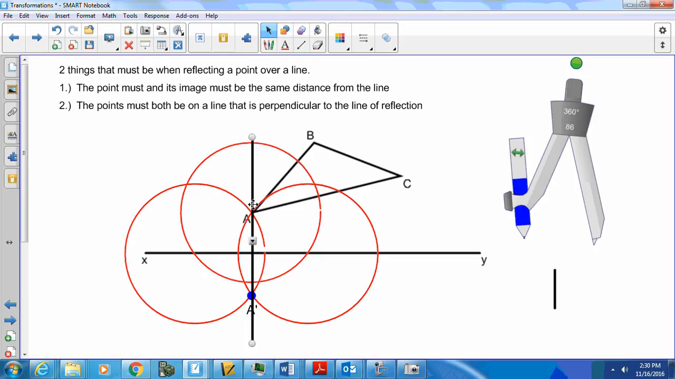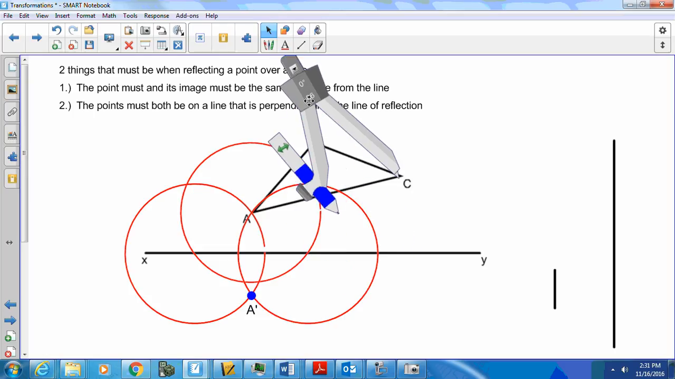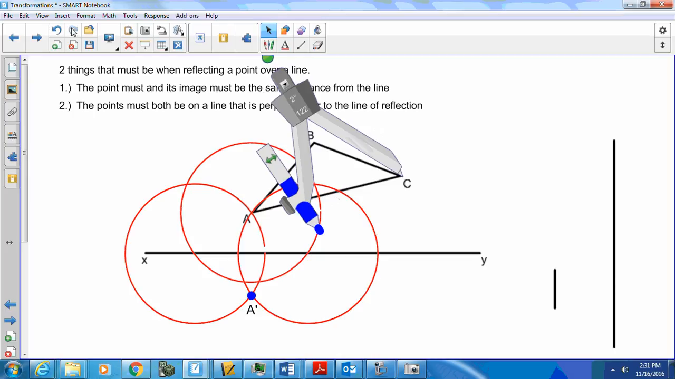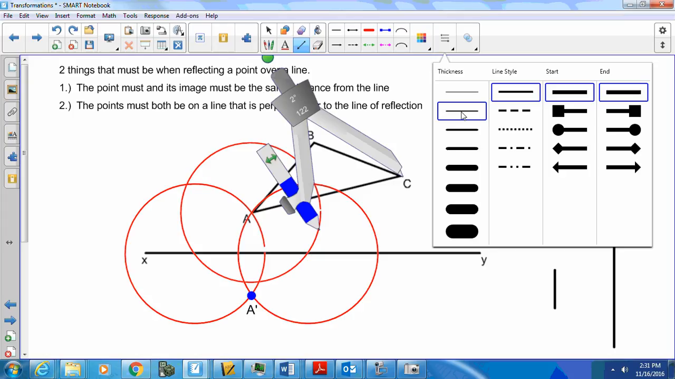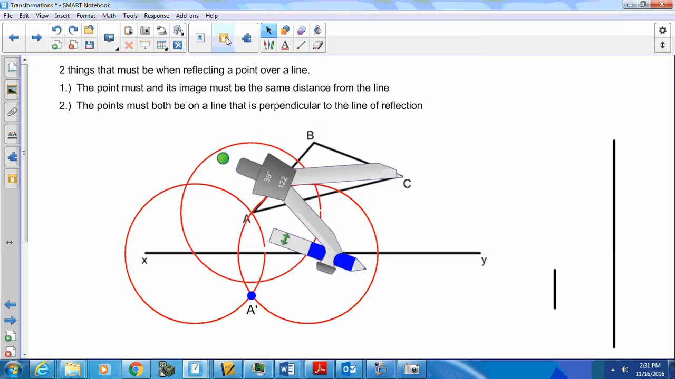So not only are A and A prime the same distance away from this line, they are also on a line, this line, that is perpendicular to the line of reflection. So when you do it, you have to do that 3 times. We do it there, and then we have to do it also with C. So we make a circle here, and someone's going to be happy when they watch this and then they go and see the test. All right? Okay, messing up now.